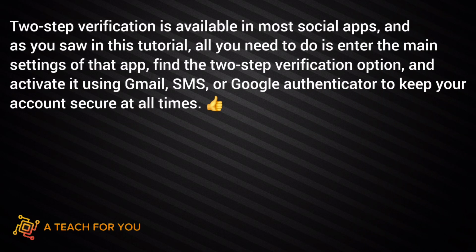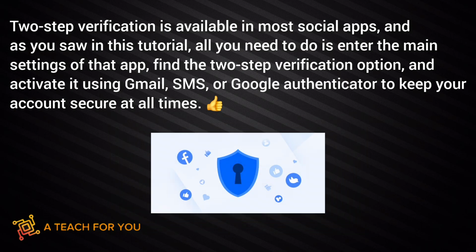Two-step verification is available in most social apps, and as you saw in this tutorial, all you need to do is enter the main settings of that app, find the two-step verification option, and activate it using Gmail, SMS, or Google Authenticator to keep your account secure at all times.